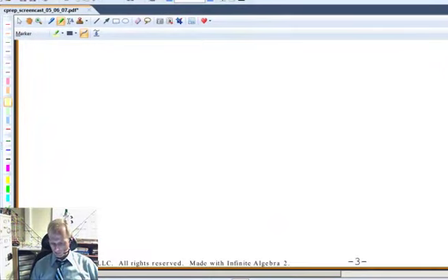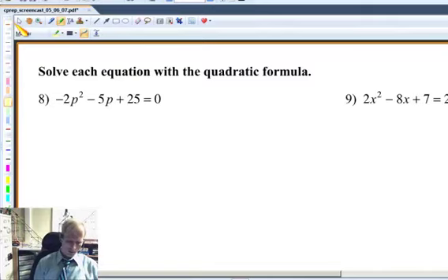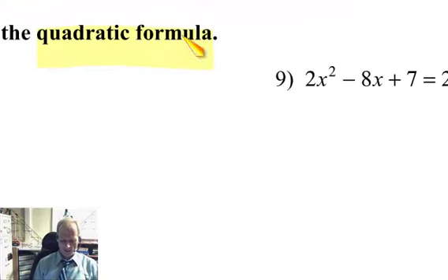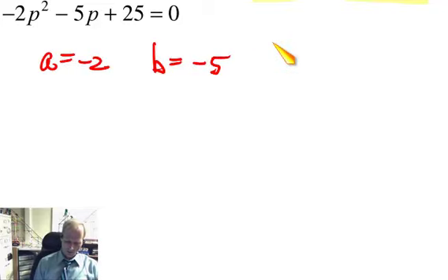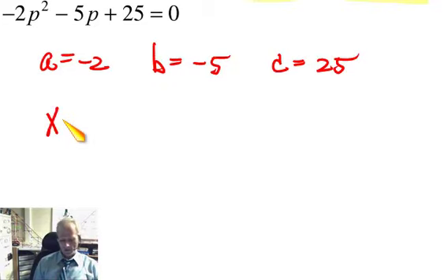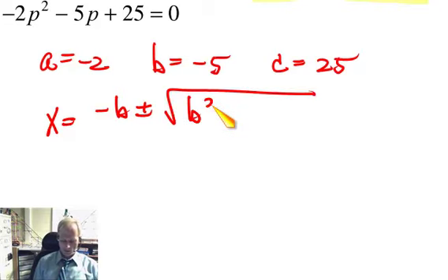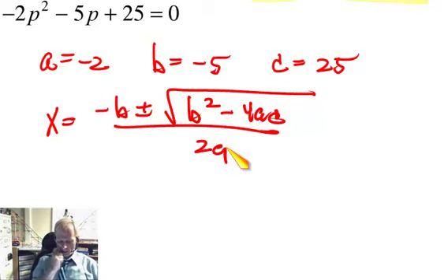I think I'm almost done here. Okay, I just now have 2 that I'm going to solve using the quadratic formula. So to use the quadratic formula, I need all the terms on the left, and then I just pick out my a value, my b value, and my c value. And then I use the formula x equals negative b plus or minus the square root of b squared minus 4ac all over 2a. So in this case, my b value is negative 5.